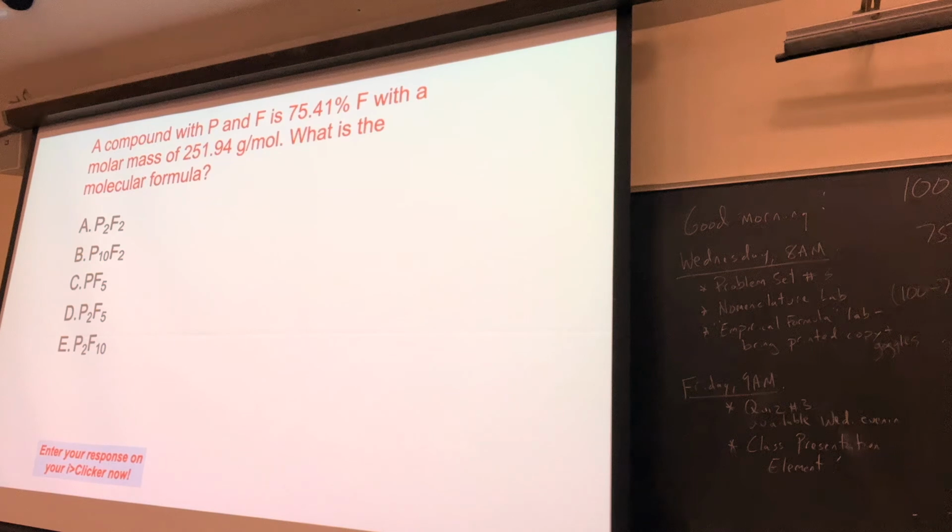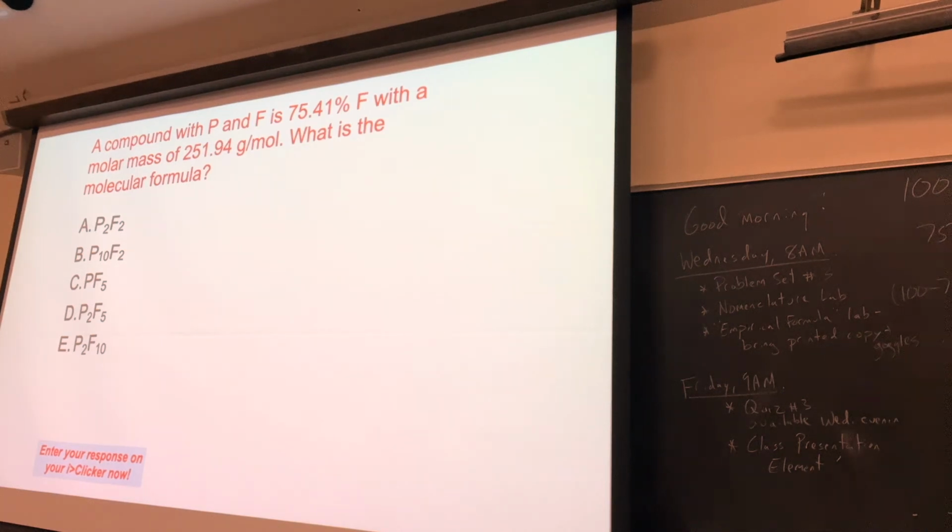I apologize, I'm running out of time, so I kind of need to get this going. Up here are the steps that I use to solve it. It's 100 grams total, so 75.41% fluorine would be 75.41 grams of fluorine. And then the rest of it's phosphorus, so 100 minus that number would give you the grams of phosphorus.